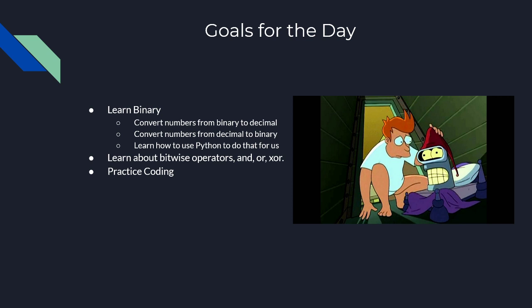Basically, our goal today is to convert numbers from binary to decimal, and then from decimal to binary. And then we're going to convert numbers from hex to binary, and binary to hex, and decimal to hex. There's six conversions.